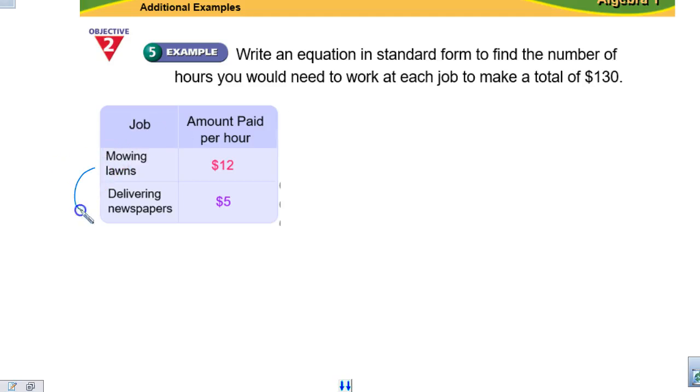Since we have 2 different jobs, mowing lawns and delivering newspapers, that give us 2 different amounts of money. So we make more money mowing lawns than we do delivering newspapers. Since we've got 2 different jobs with 2 different amounts of money, we have to use 2 different variables. I personally, guess what variables I like to use? X and Y. Very good. So I'm going to use X to represent mowing lawns and Y for delivering newspapers. And I just like to use X and Y because standard form has X and Y in it.